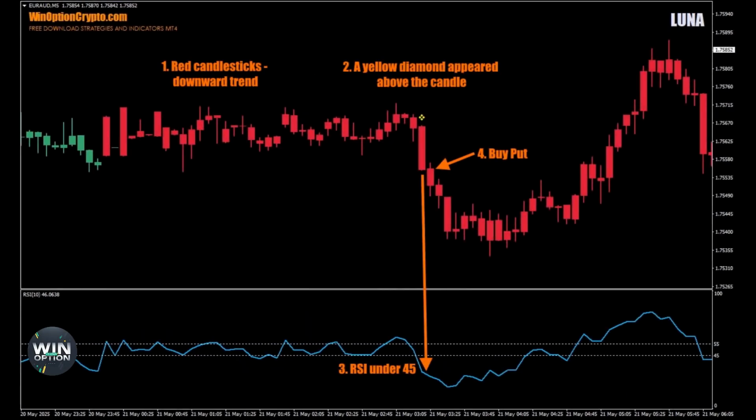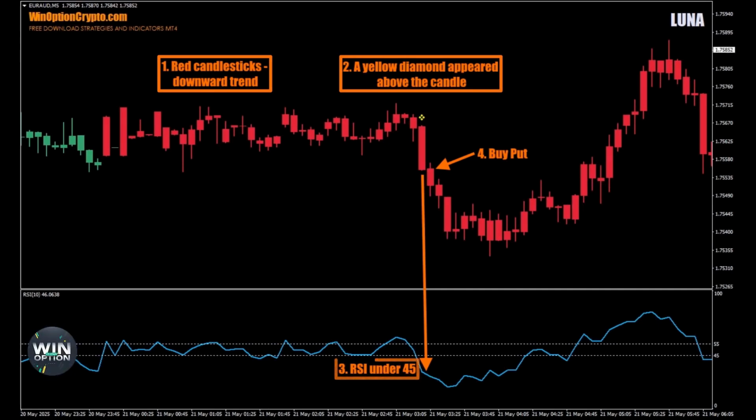To buy put options, you need to, first, make sure that the trend is downward, the candles are red. Second, a yellow diamond has appeared above the candle. Third, RSI is below 45. And fourth, at the opening of the next candle, we buy a put option.